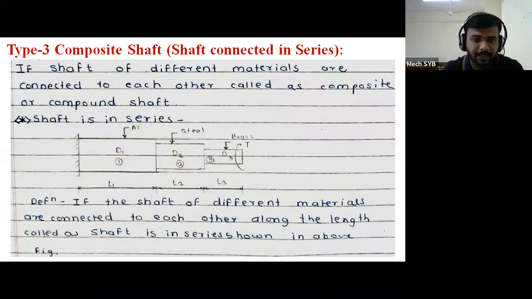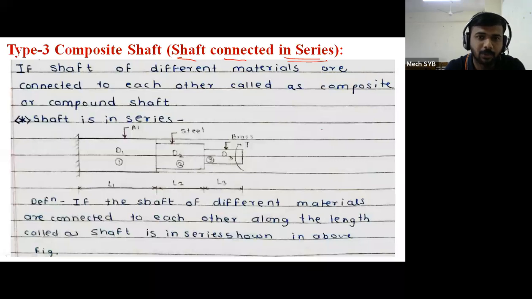So put the heading type number 3. This will be the last type of this particular chapter, type number 3. See, what is the type number 3? Put the heading composite shaft. Composite shaft or shaft connected in series.